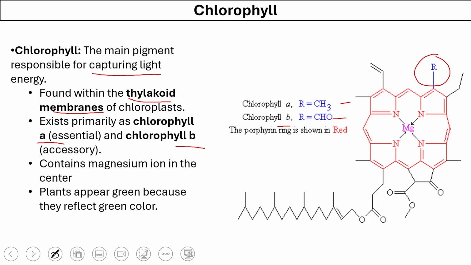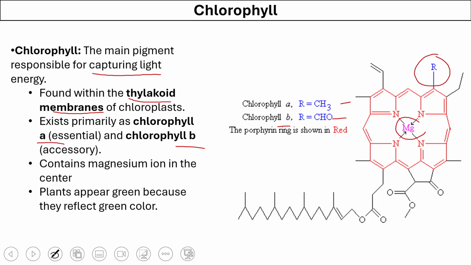There is also an ion, the magnesium ion, in the middle of chlorophyll, and you know that these ions are responsible for giving color. For example, iron in the hemoglobin gives red color to our blood. Now plants appear green because they reflect green color.